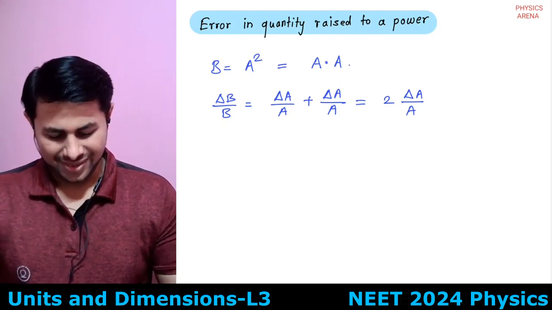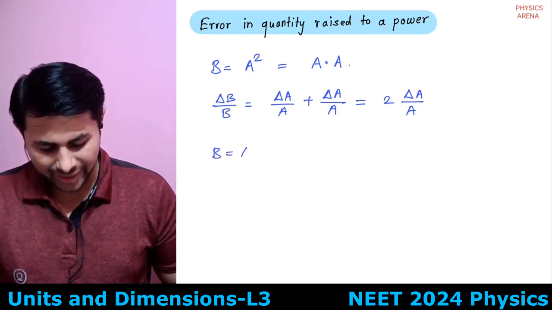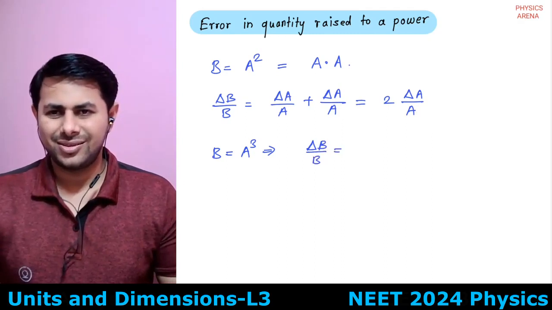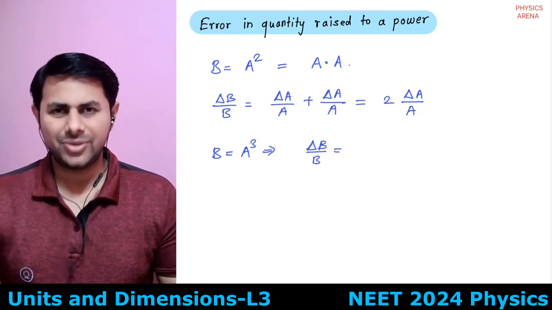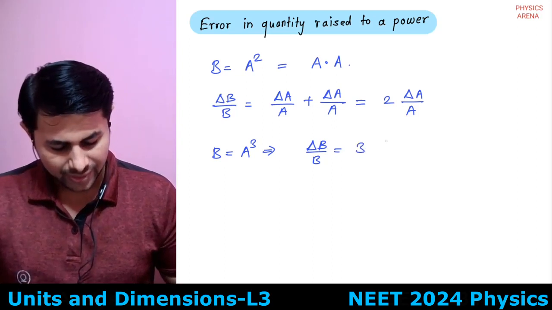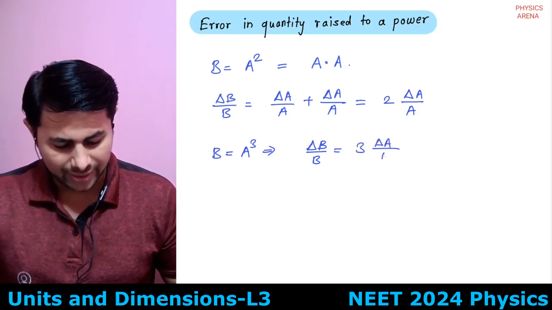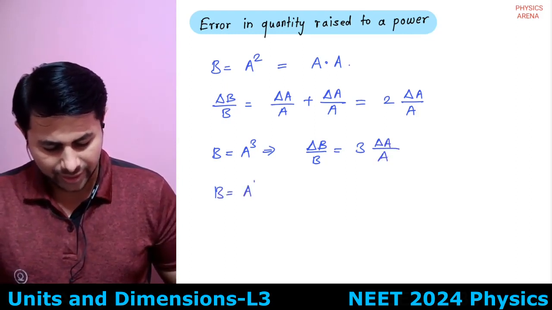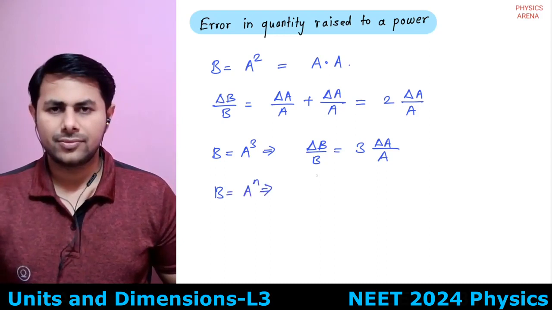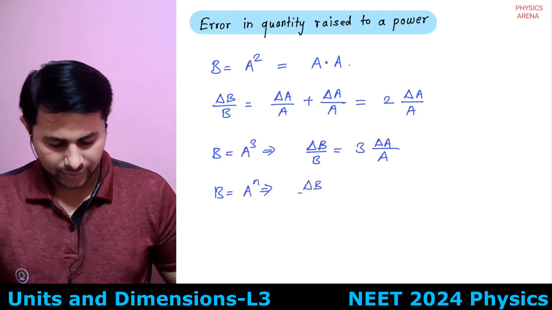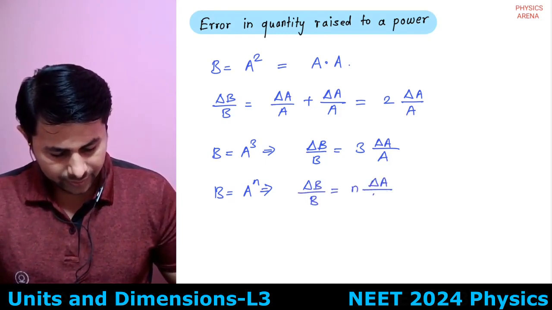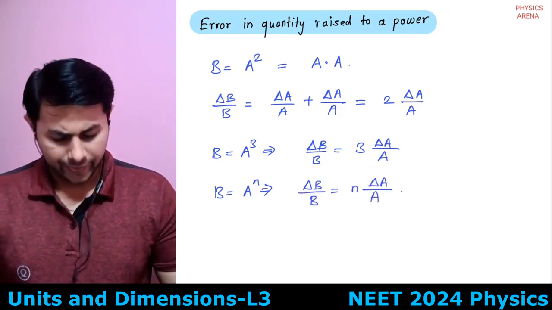Okay, sir. And if B is equal to A cube, then delta B upon B will be how much? 3 into delta A upon A. 3 multiplied by delta A divided by A. And if B is equal to A raised to N, then? N into delta A by A. Okay. So this is simple.